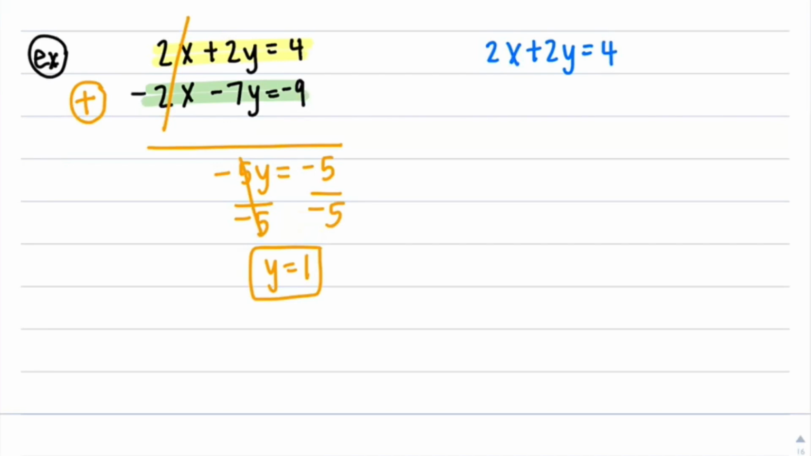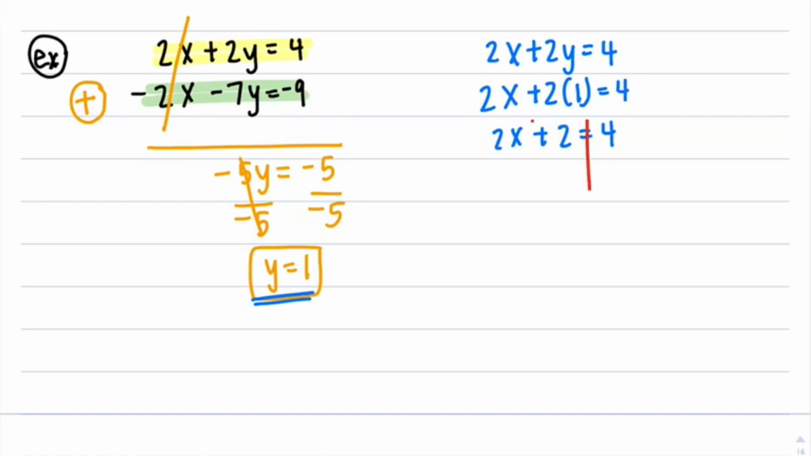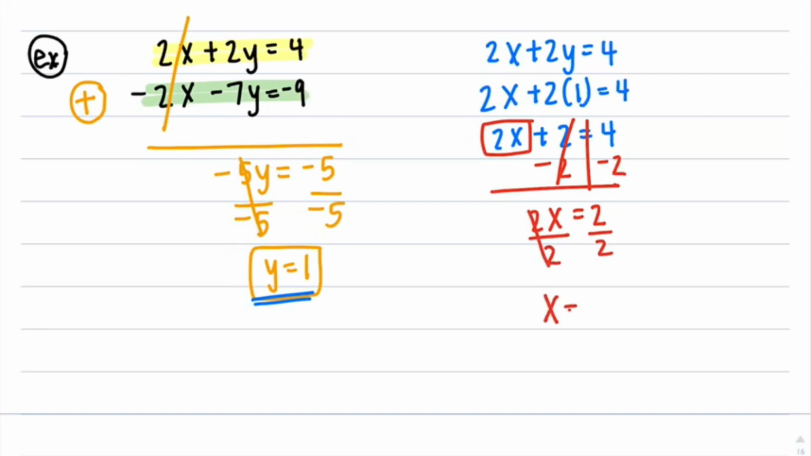And again, what you're going to do is use that point that we already have, that y equals 1, and plug that in. So 2x plus 2 times 1 is equal to 4. So 2x plus 2 is equal to 4. And then remember, we're solving for x, just like we did with our y. So isolate x. We're going to subtract 2 from both sides. 2x is equal to 2. Solve for x, and then x here would be equal to 1.